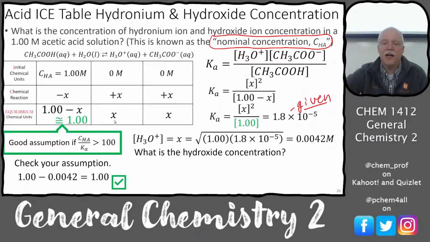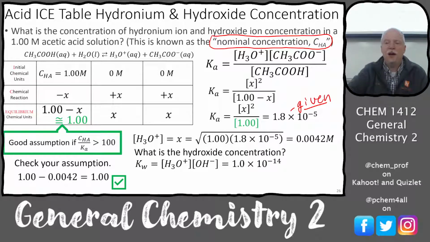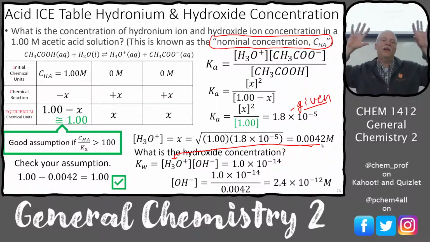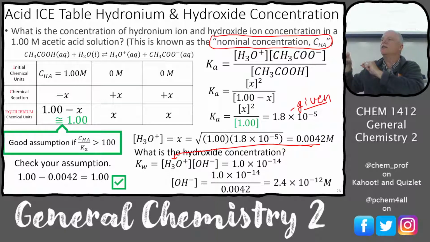Now, how much hydroxide ion do we have? Well, here's the Kw, and if I know this concentration here, this goes in here, and I can solve for the hydroxide. So the hydroxide is Kw over the hydronium ion concentration, so it's 2.4 times 10 to the minus 12. So even though I solved an acid problem, I can calculate the hydroxide concentration using Kw. So it really doesn't matter which I solve. I could solve a base problem, and I could get to the hydronium the same way.